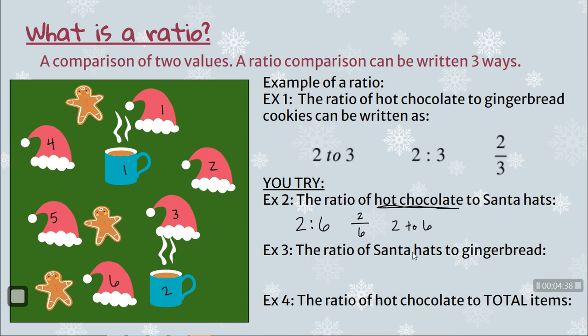All right, what about the ratio of Santa hats to gingerbread cookies? Well, we already know there are six Santa hats. That number needs to come first. And then there are three gingerbread cookies. Now notice this ratio looks like an improper fraction. For ratios, it's okay to leave the fraction looking like an improper fraction, because we don't want to change it to a whole number and then a fraction.